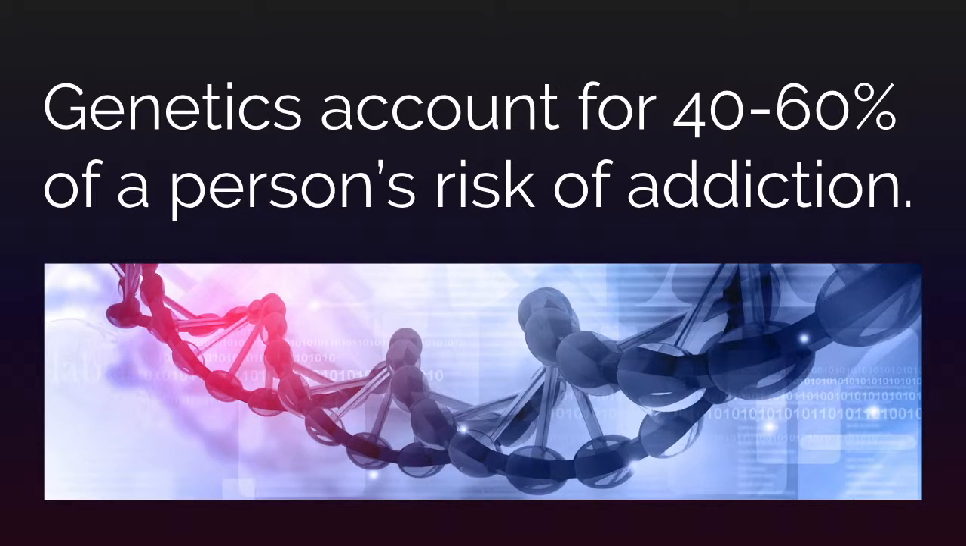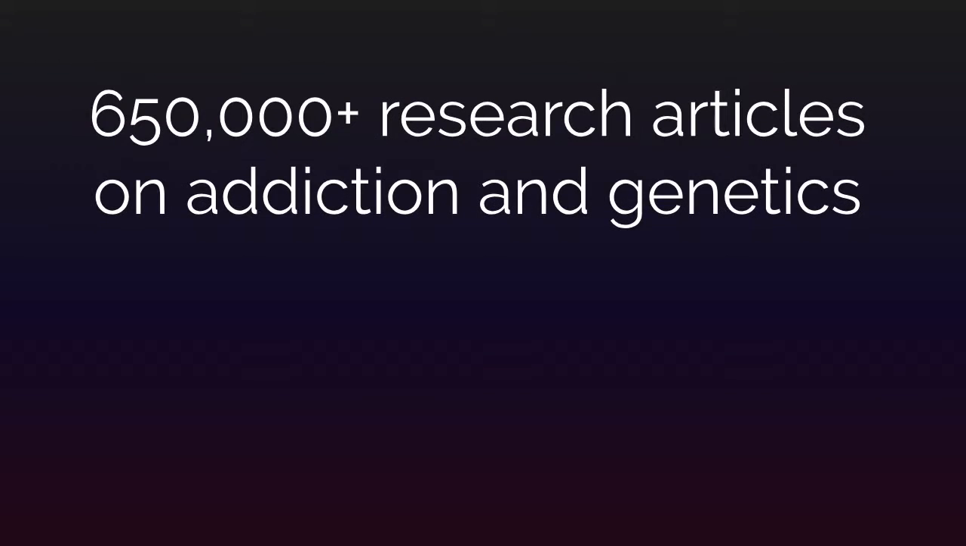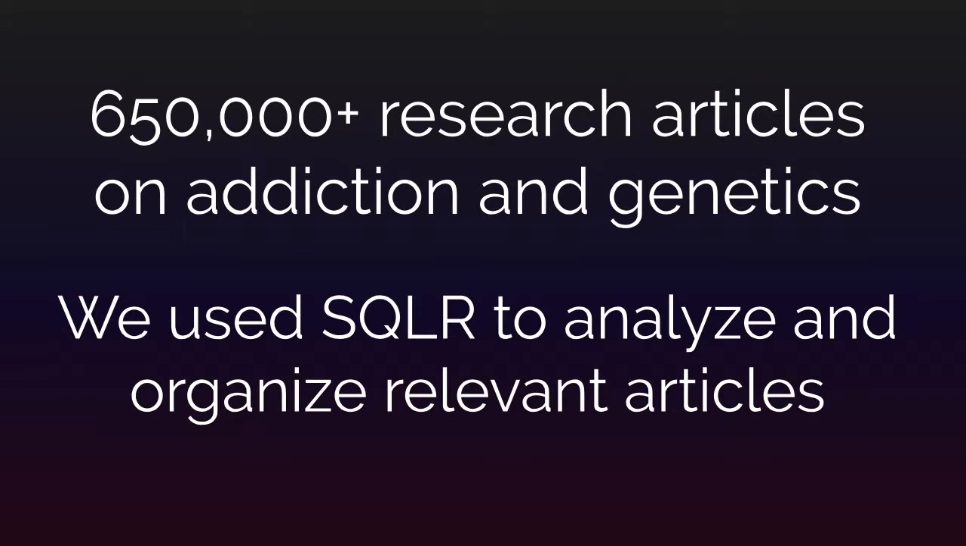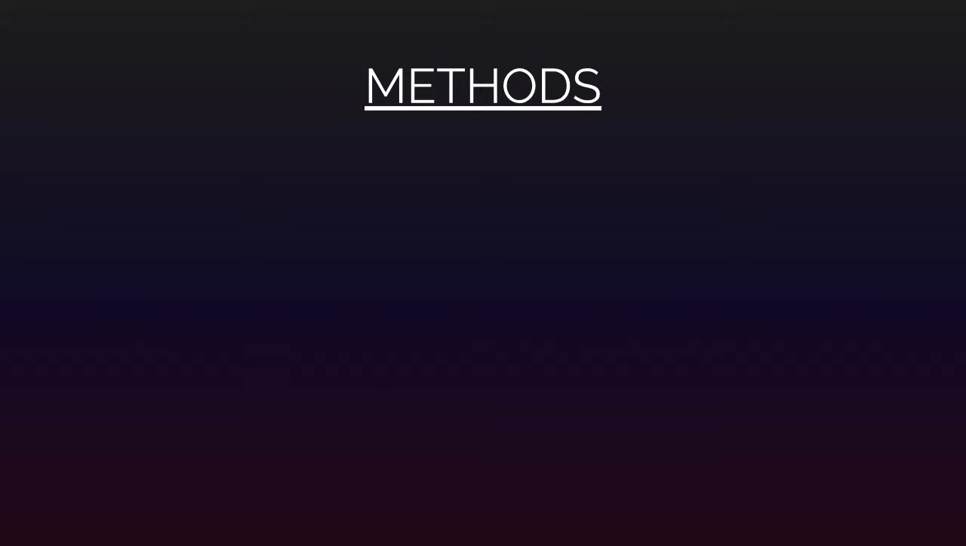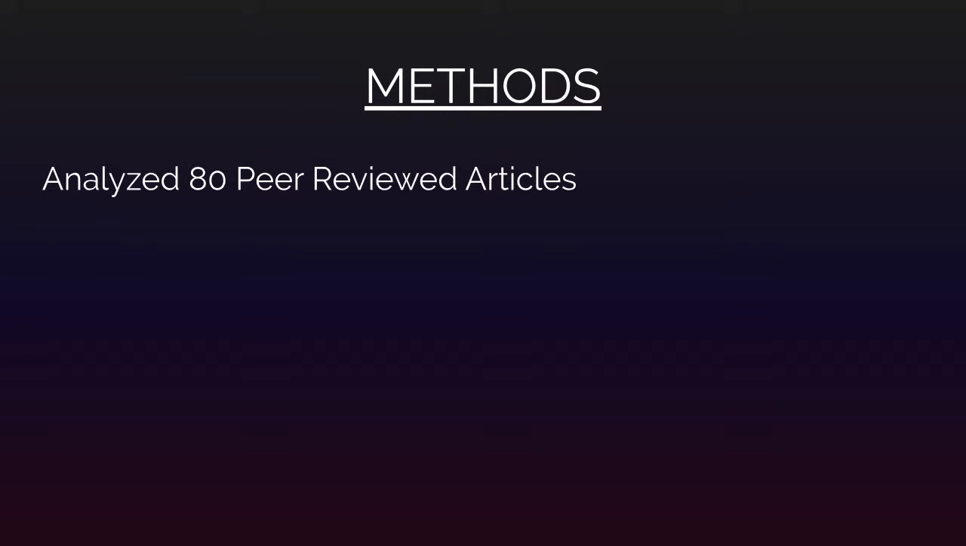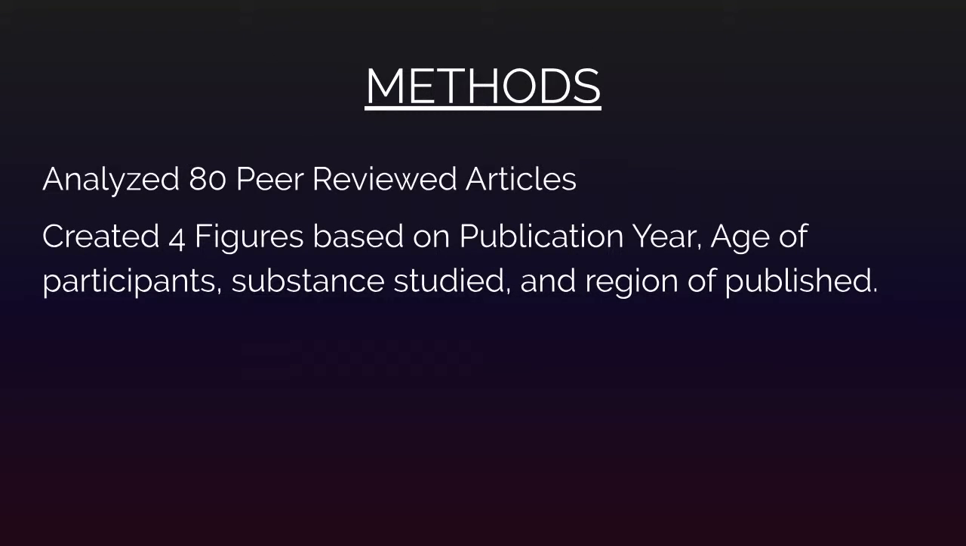While gathering research articles, we found over 650,000 articles on the topic of genetics relating to addiction. We used SQUEALR to create a personal database to analyze and organize all relevant articles. Our methods consisted of analyzing 80 peer-reviewed articles that were then organized by publication year, age of participants, substances studied, and region of publication. 4 figures were generated to display the results. This allows us to see the relevance of research on the chosen topic.